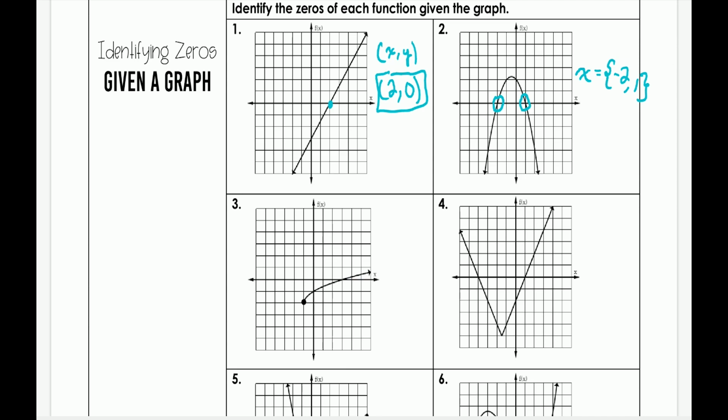If we go back to number 1 real quick, instead of writing the ordered pair, we can also write x is equal to 2 as our 0. Okay?